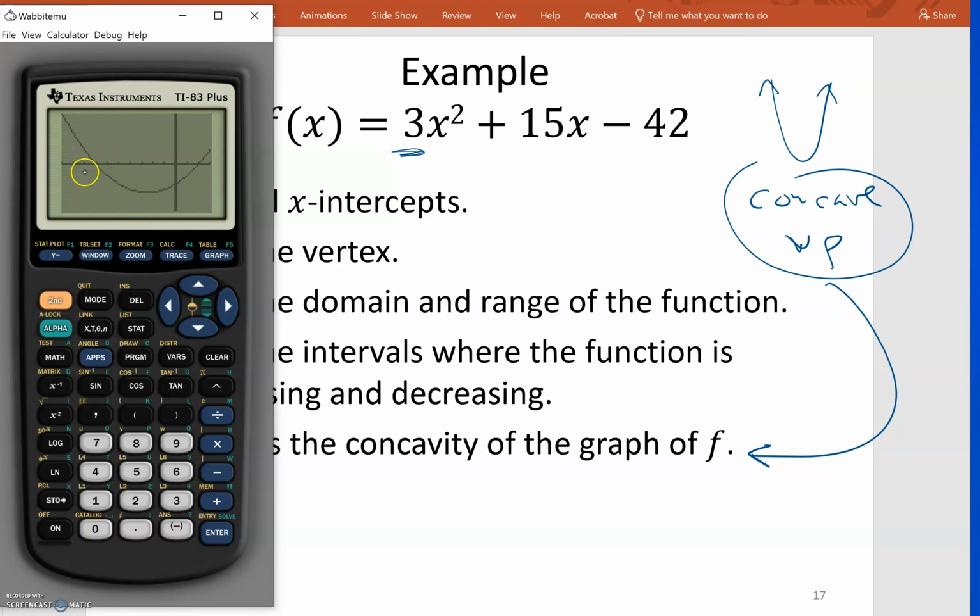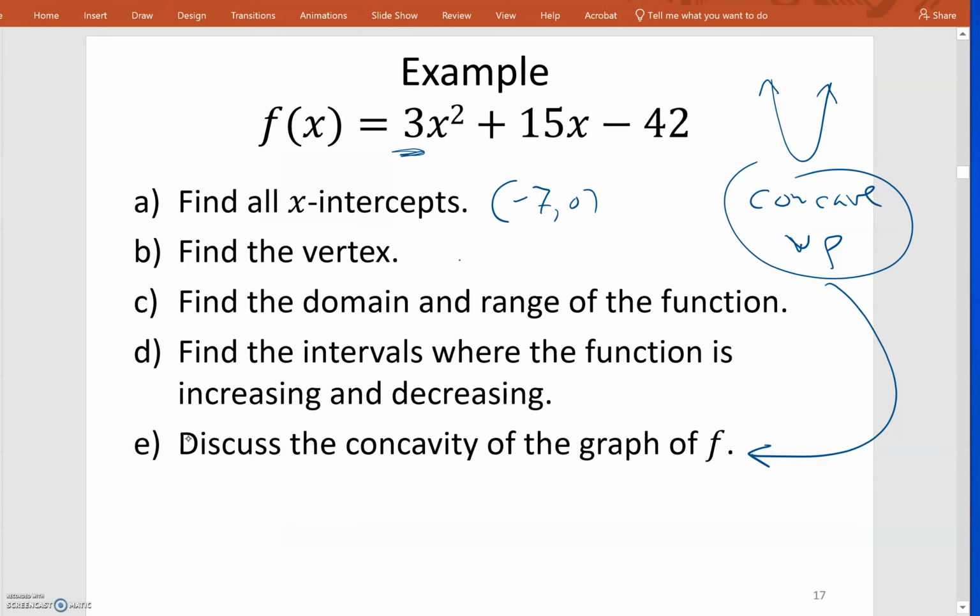So my x-intercepts, that's one of them and that's one of them. So I go to second calc 0. Left bound, I'm going to find the leftmost one first. Okay, left bound, and then right bound, and then my 0 is approximately there. And so it's at negative 7, 0. So one is at negative 7, 0. And let me find the other one. I'm going to pause the video here so I can do this off camera.